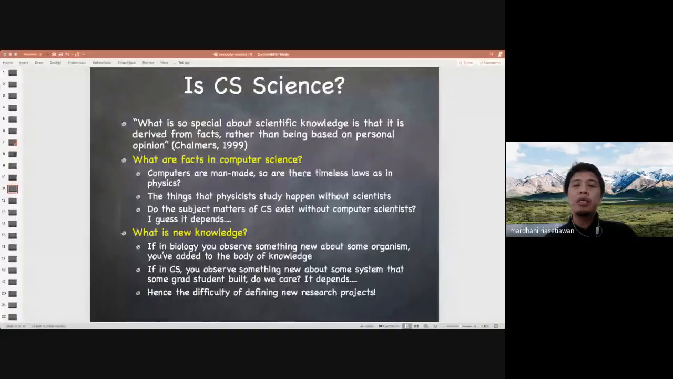Okay, when we see computer science, the first question is: is computer science a science or engineering actually? When we discuss it, we have some references that are the main discussion about science itself. Kalmer in 1999 said that what is so special about scientific knowledge is that it is derived from facts rather than being based on personal opinions.